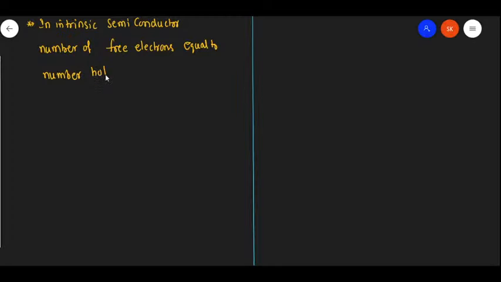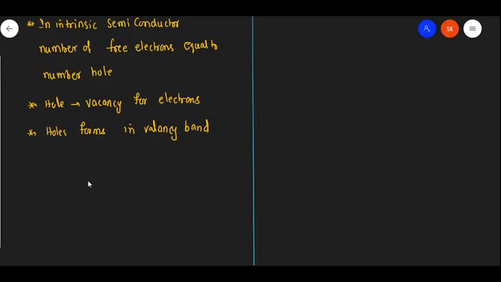Okay. What is the meaning of hole? Hole is a vacancy for electron, right? Holes form in the valence band. Why? When an electron escapes from the valence band to the conduction band, a vacancy is created in the valence band. That vacancy is called a hole.